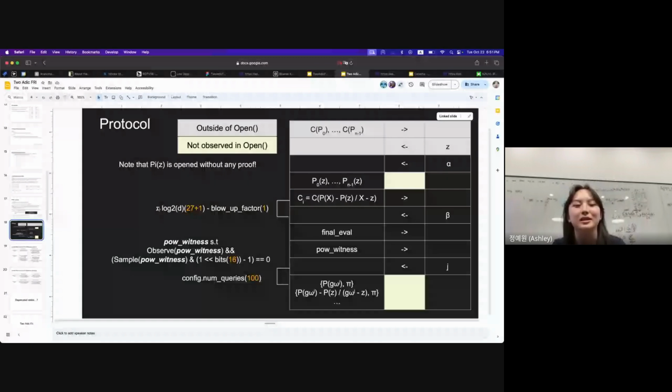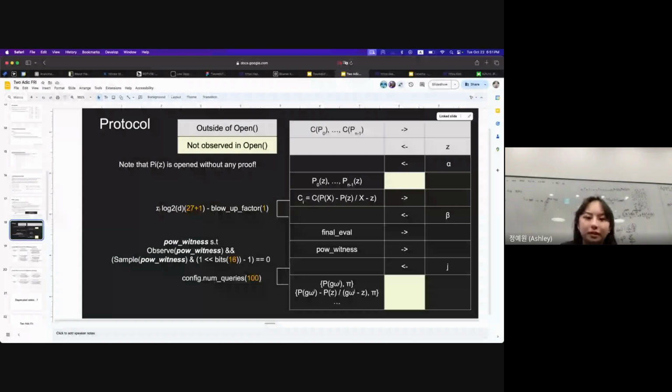So yeah, and I think it's also good to mention the reason why we evaluate P of zeta, but we cannot produce the opening proof for that is because the sample alpha is out of domain.